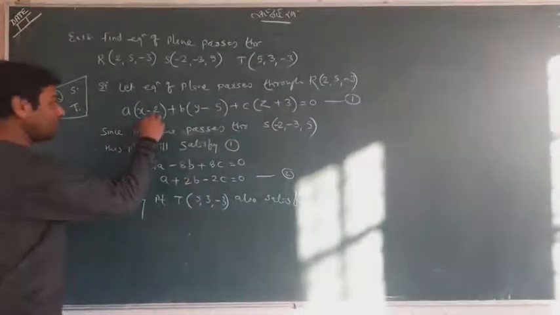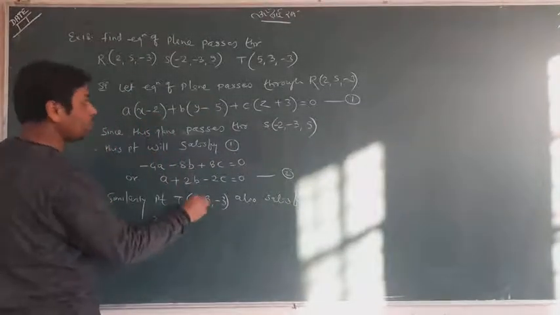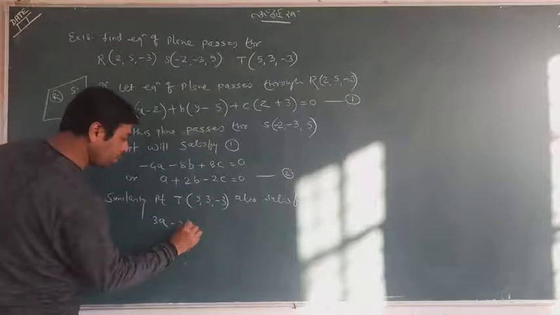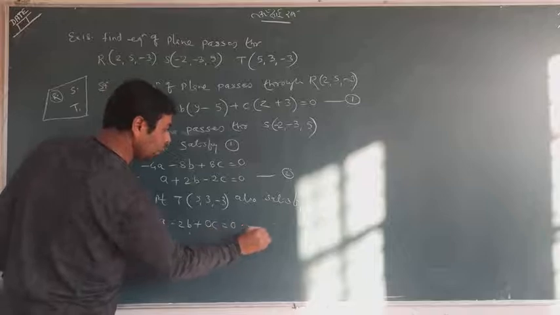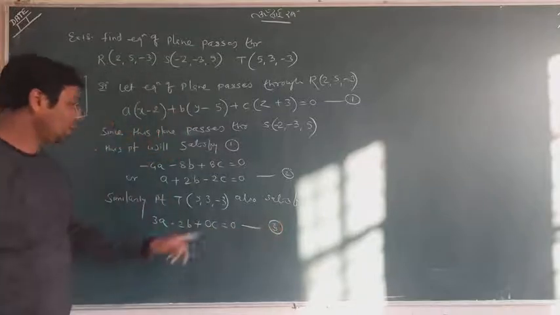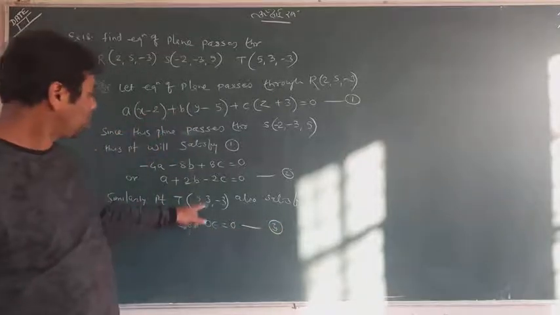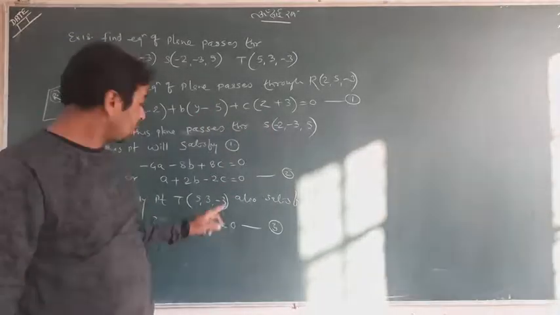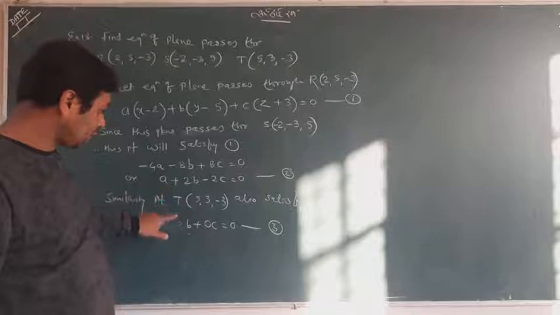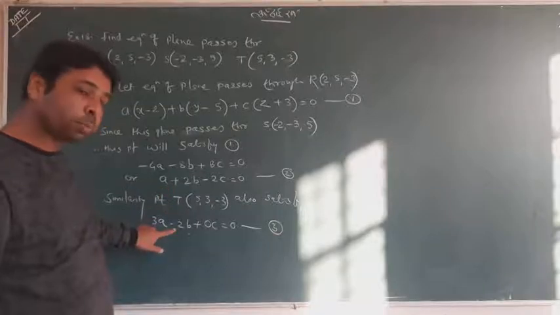So 5 minus 2, 3a, 3 minus 5 minus 2b, and minus 3, this is 0. So you have got the third one. Can you see? 5 minus 2 is 3, 3 minus 5 is minus 2, and minus 3 plus 3 is 0. Now you have got these two equations: a plus 2b minus 2c and 3a minus 2b plus 0c.